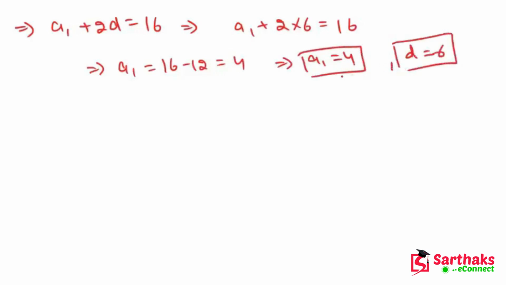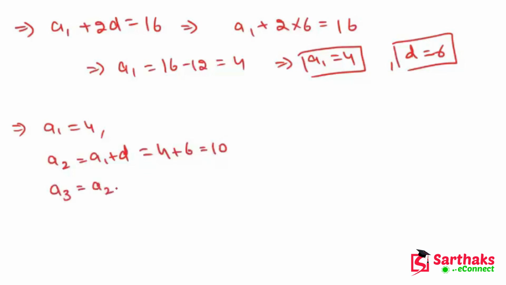So with the help of A1 and D, we can easily find the AP. Okay, how can we find it? Let's see that, my dear friends. A1 is 4 and we know that A2 is A1 plus D, which is equal to 4 plus 6. This is 10.